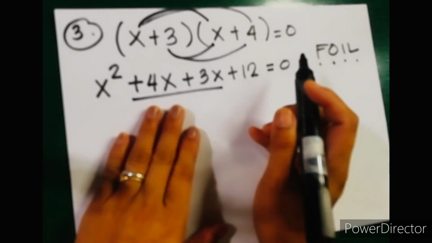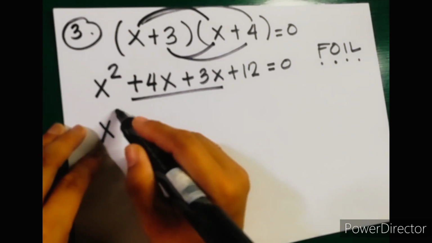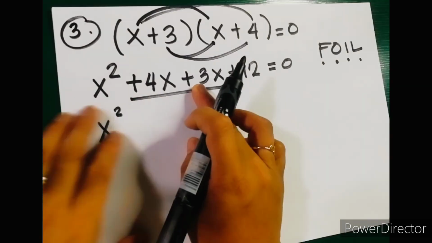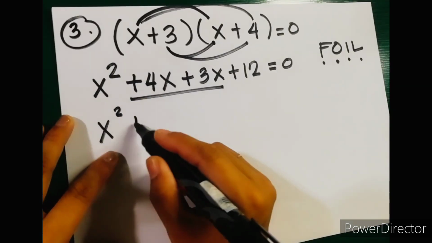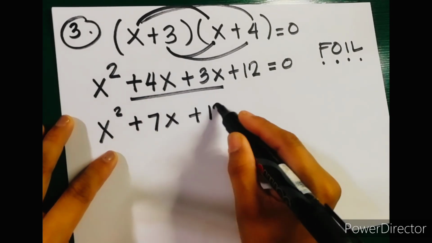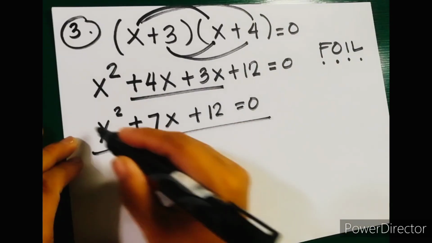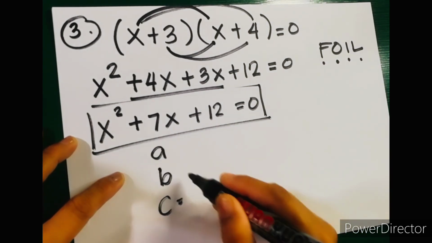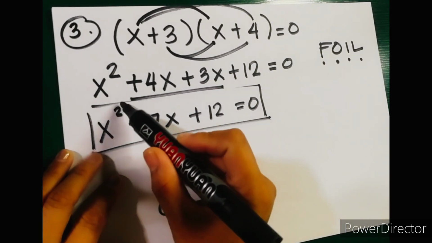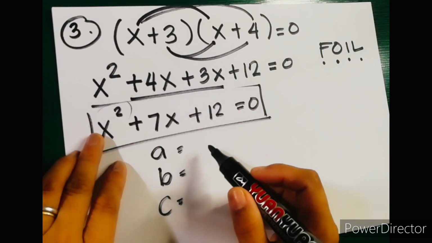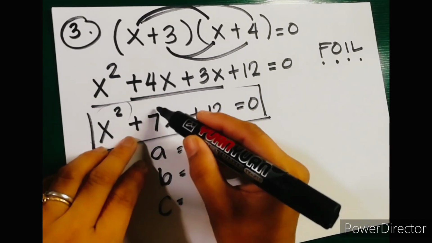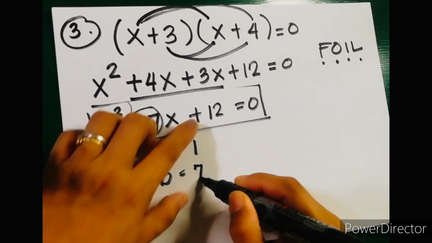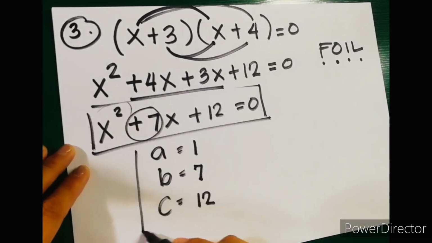As you can see, you have two like terms here. So we will just do the operation, since they have the same sign, 4x plus 3x is 7x. Plus 12 equals 0. So you have now your standard form. We need to get the values of your A, B, and C. Since the coefficient of the x squared, or the quadratic term, is 1, our A is 1, our B is 7, and your C is 12. So that's it for your number 3.